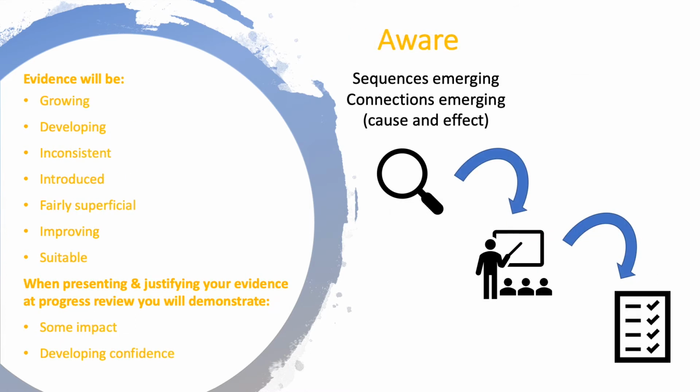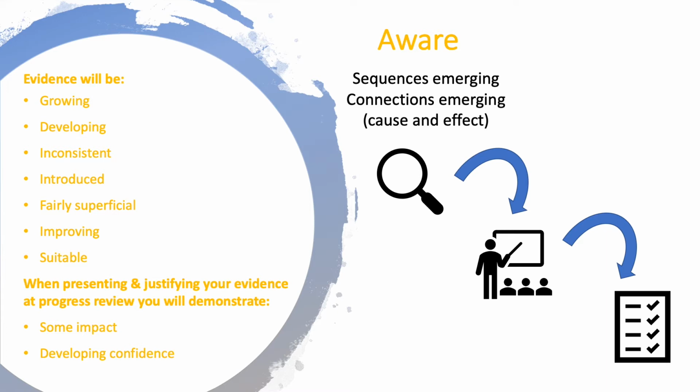I'm going back now to the tables of descriptors. I'm looking at aware. We're in the orange column, and we can see words like developing, growing. We also see words like inconsistent, which is useful. We can see introduced, fairly superficial. We can see improving, and we can see suitable. So bearing in mind what Tom said there about allowing the time and space to you, the student teacher, and anybody supporting that student teacher, it's about encouraging those links to start to emerge.